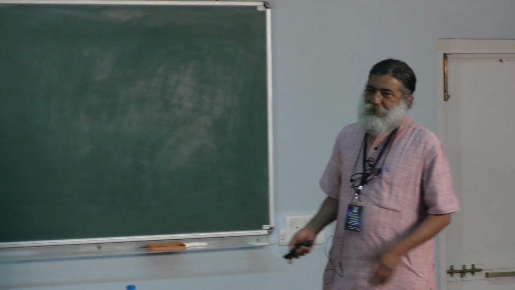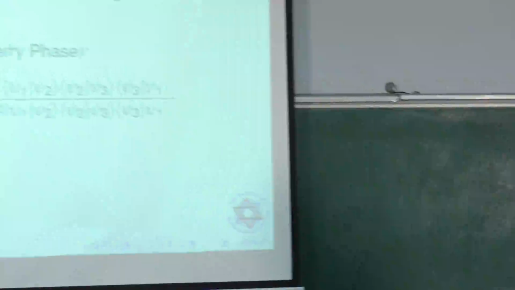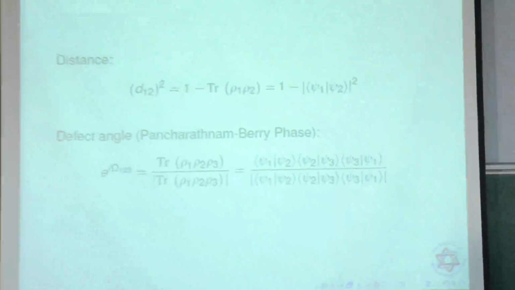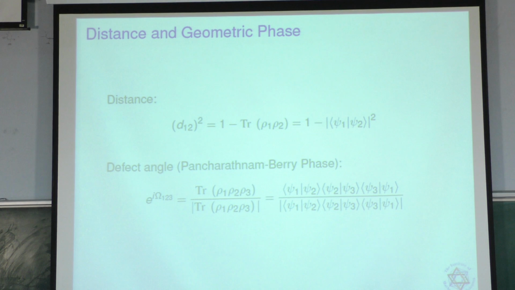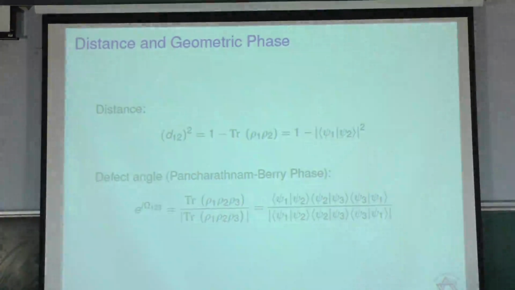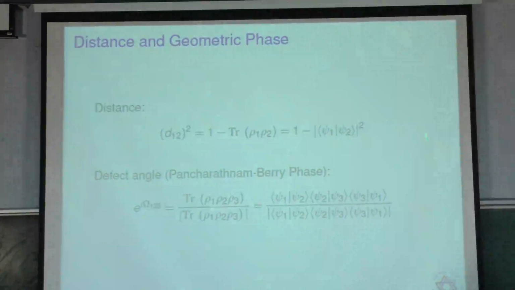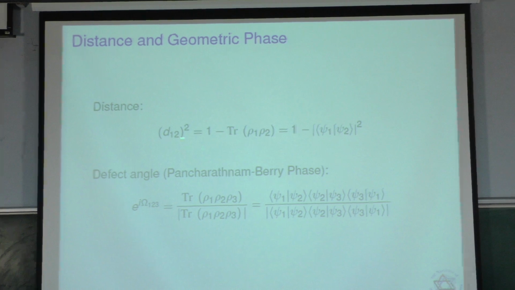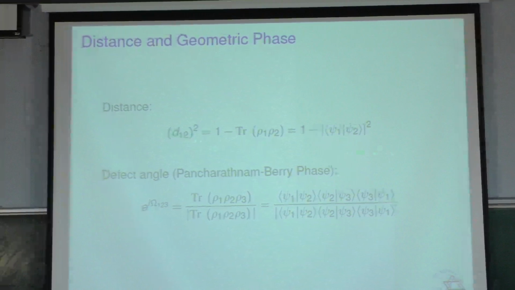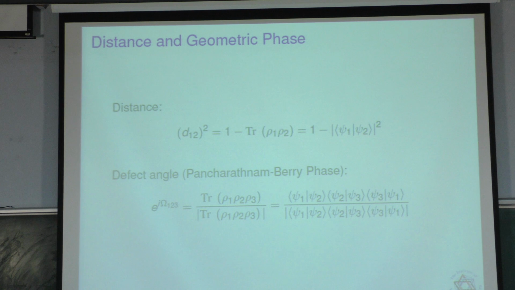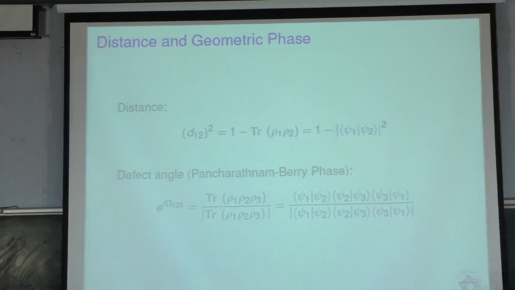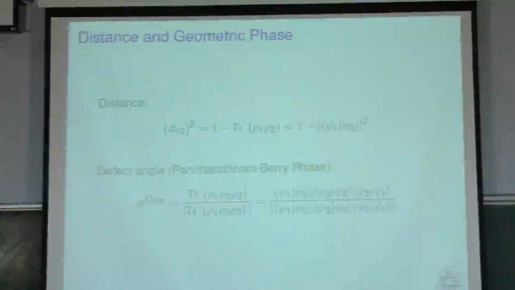So now you can define a distance using these physical quantities. So this is just the second Bargmann invariant, psi 1, psi 2, psi 2, psi 1. These are called Bargmann invariants. And this is a definition of a distance between these two states. You can show that this satisfies the triangle inequality, so it's a good definition of the distance.